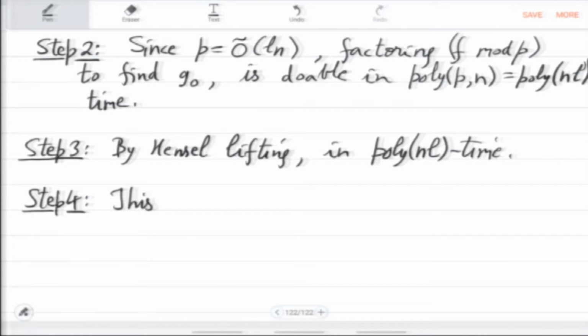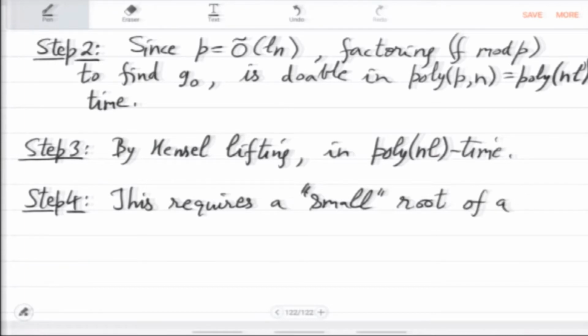So this requires a small root of a linear system. We will see in the next lectures how to find a small root of a given linear system. But let us first see why a small root will exist. It may not exist. So let us first see the existence proof, then we will move on to the constructivity.